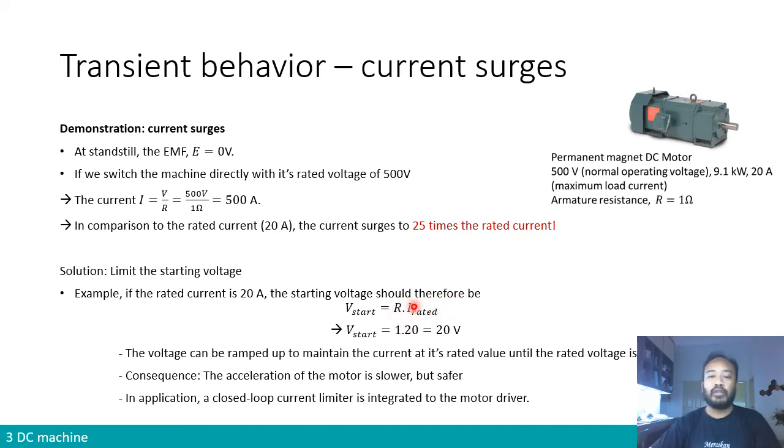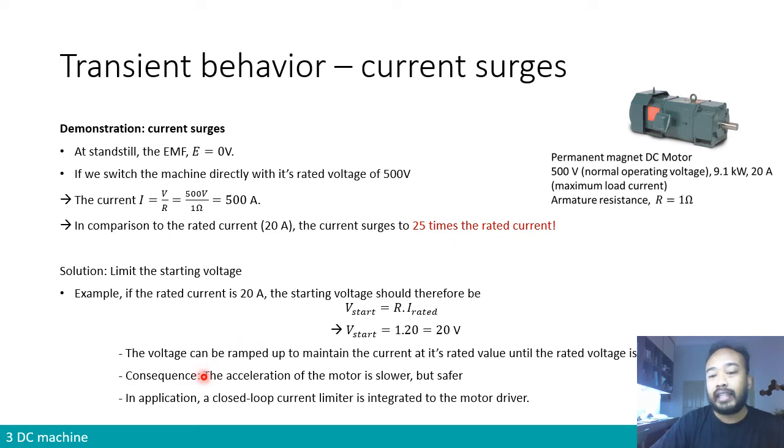We don't want the current to surge to 25 times. If you want the current to stay at the rated current, then the starting voltage needs to equal 1 ohm multiplied by 20 amps, which is therefore 20 volt. So if you want the current to be maintained at the rated current, you need to start your machine at 20 volt.